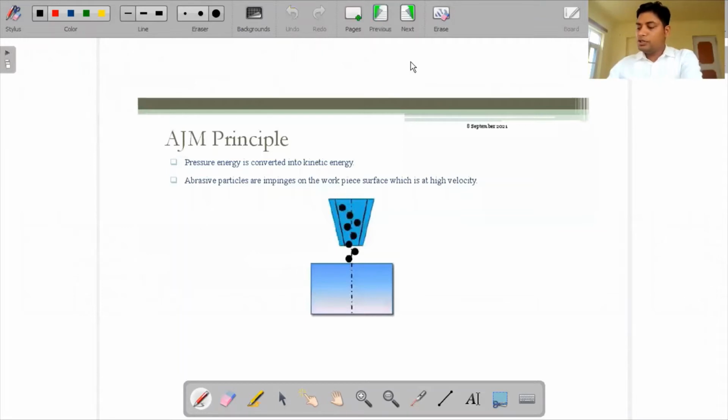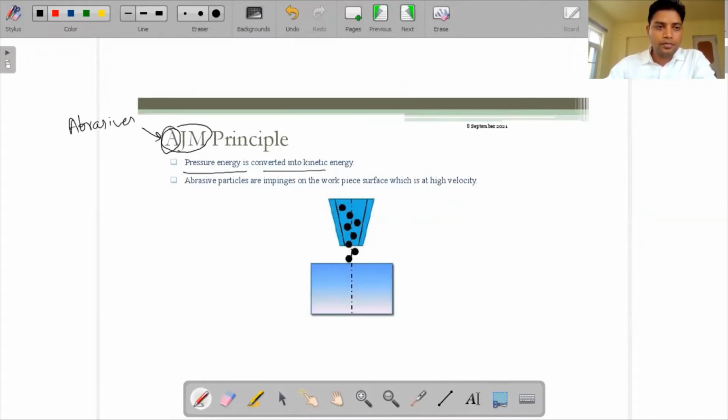The principle is, as I said, that we convert the pressure energy into kinetic energy. First of all, I just want to tell you the meaning of this process. AJM: A represents the abrasives, or abrasive particles, J represents the jet, and M is machining.